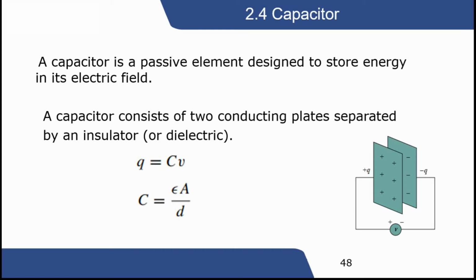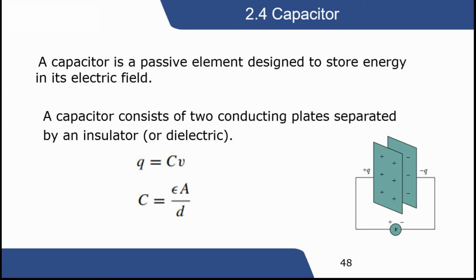The charge stored in the capacitor, on the conducting plates, is equal to the capacitance multiplied by the voltage across the capacitor, and the capacitance depends on the dielectric, the area of the plates, and the distance between the plates. We can say C is equal to epsilon A upon D.